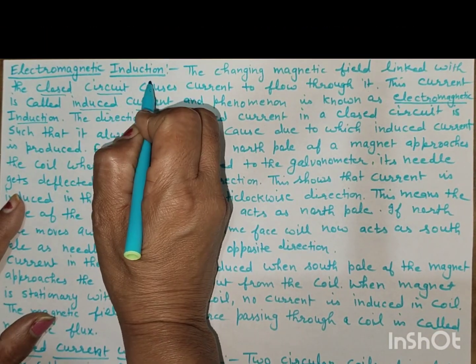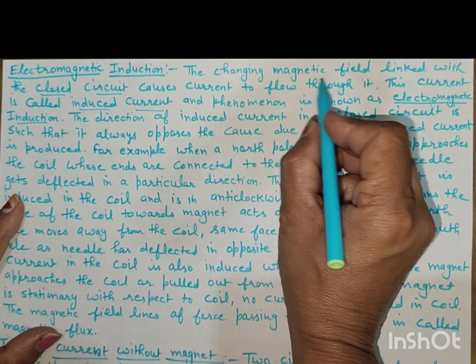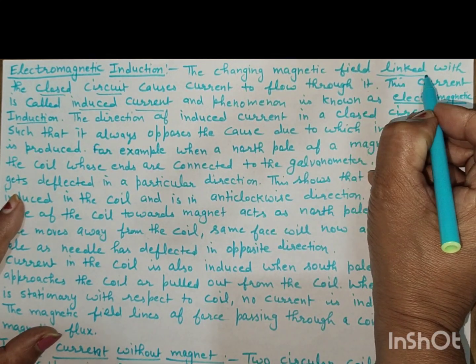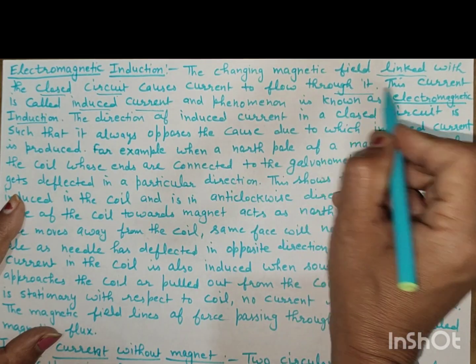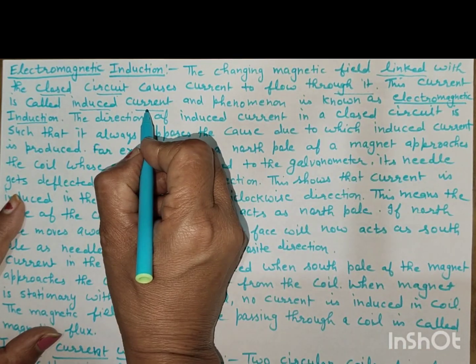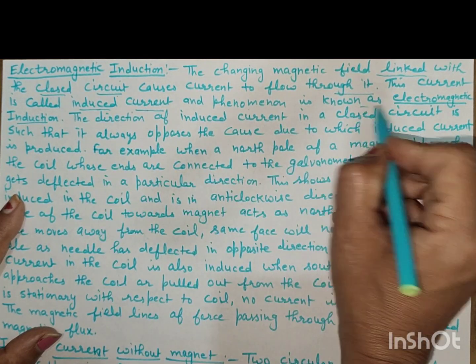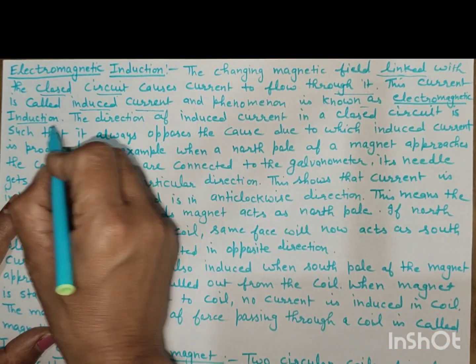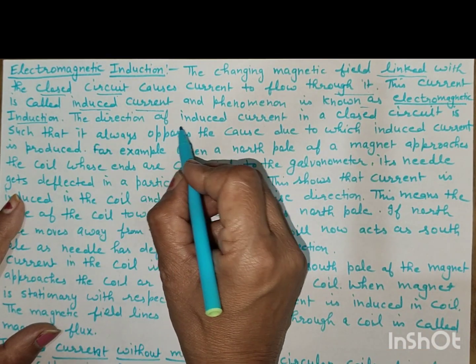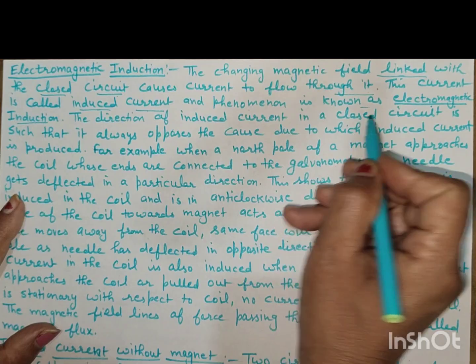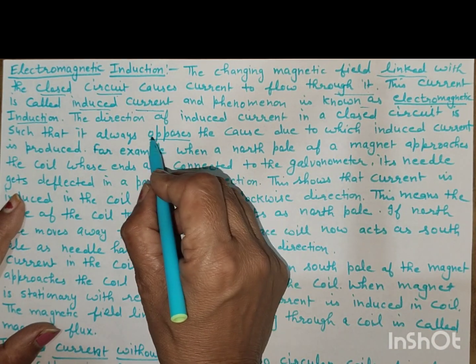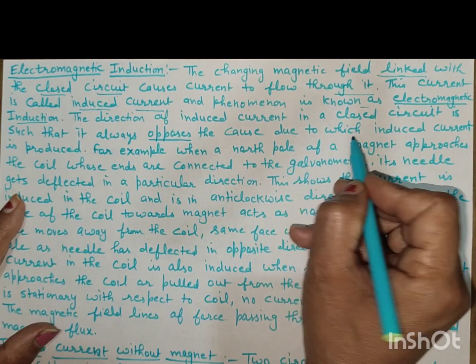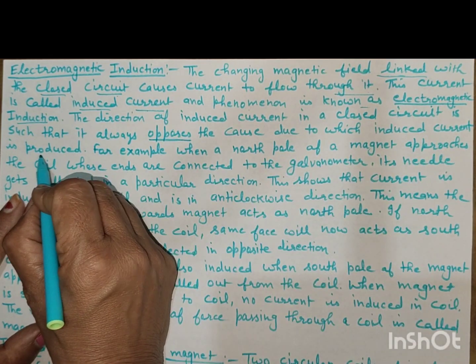Now what is electromagnetic induction? The changing magnetic field linked with a closed circuit causes current to flow through it. This current is called the induced current and the phenomenon is known as electromagnetic induction. The direction of the induced current in a closed circuit is such that it always opposes the cause due to which the induced current is produced.